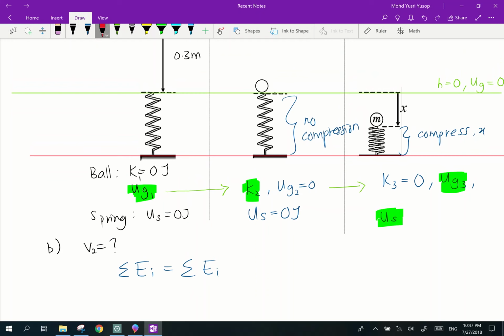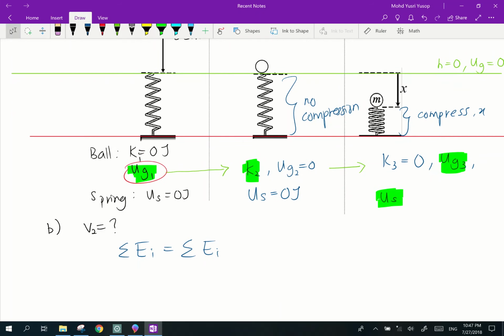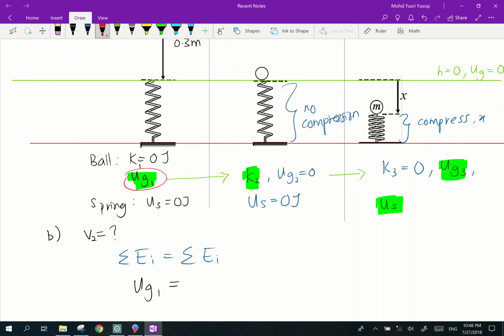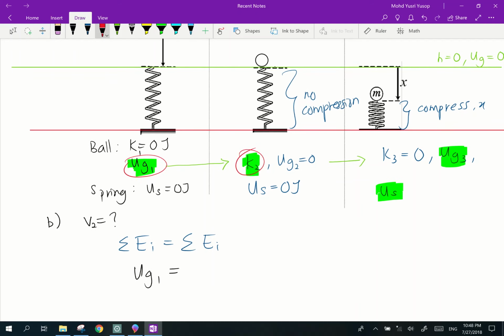Initially, kita dah identify tadi, we have UG1, gravitational potential energy 1, is equals to, okay, so pada part yang kedua, at final point, kita ada K2. So, nampak? Senang sebab cuma ada gravitational potential energy pada part yang pertama dan ada kinetic energy pada part yang kedua. Kenapa tak ada gravitational potential energy pada gambar yang kedua? Kerana kita sudah define garisan hijau sebagai zero gravitational potential energy.